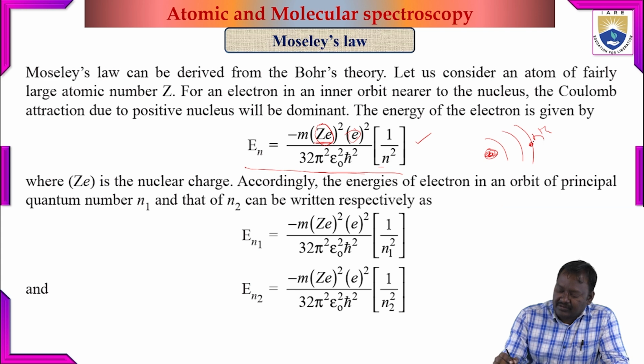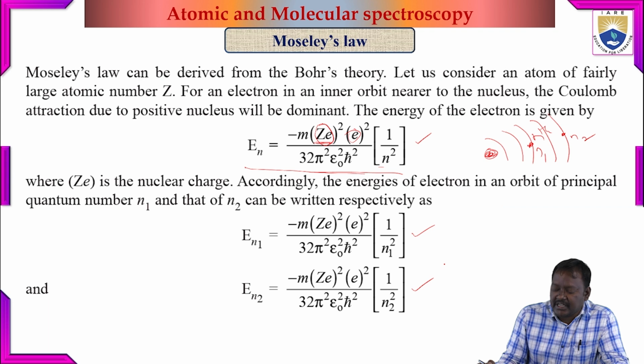So if n1 is the quantum number of one particular orbit, for example, this is n1 and n2, then the energy is given like this: minus m Z square e square by 32 pi square epsilon naught square h cut square into 1 by n1 square, and n2 is the orbit of the second electron. So then the energy is given like this.